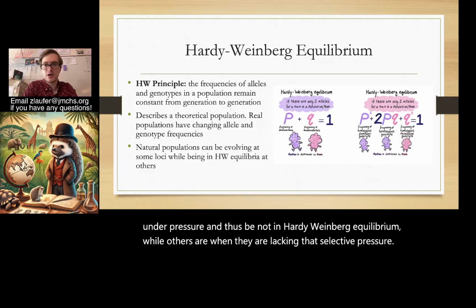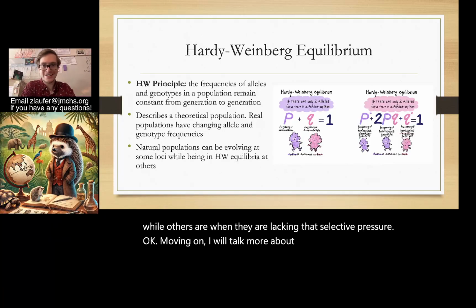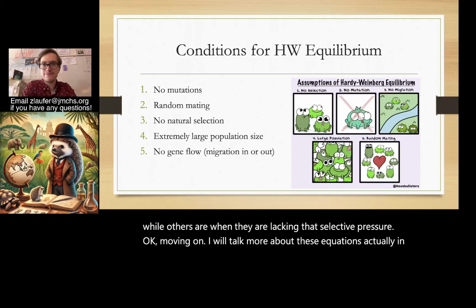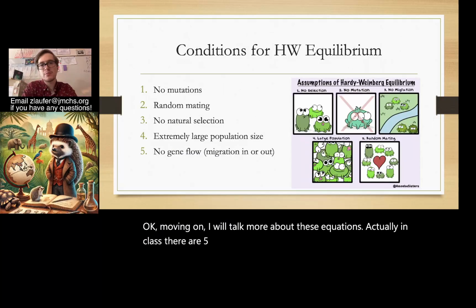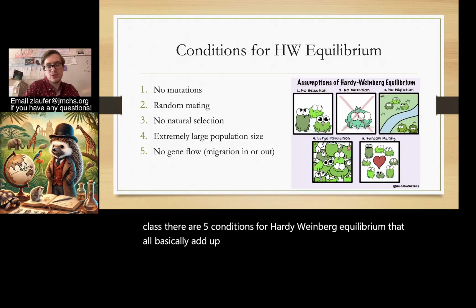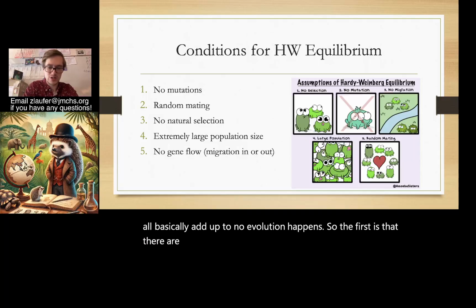Okay, moving on. I will talk more about these equations actually in class. There are 5 conditions for Hardy-Weinberg equilibrium that all basically add up to no evolution happens. So the first is that there are no mutations occurring, so 0 mutations in the population, obviously not true.